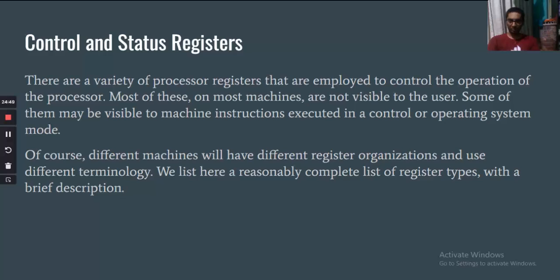Control and status registers. There are a variety of processor registers that are employed to control the operation of the processor. Most of these on most machines are not visible to the user. Some of them may be visible to machine instructions executed in a control or operating system mode. Of course, different machines will have different register organizations and use different terminology. We list here a reasonably complete list of register types with a brief description.